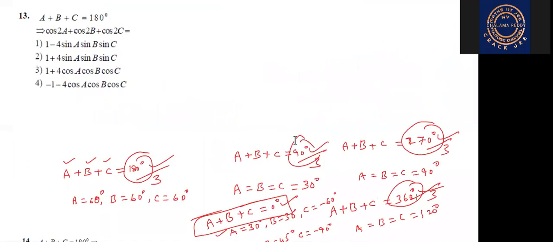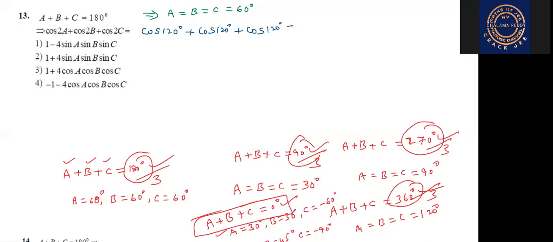Students, see the 13th question. What is the sum of the angles? 180 degrees. At that time, what do we have to take? A equals B equals C equals how much? 60 degrees. Now substitute in the question. 2A, 2 into 60 is 120, plus cos 120, plus cos 120.